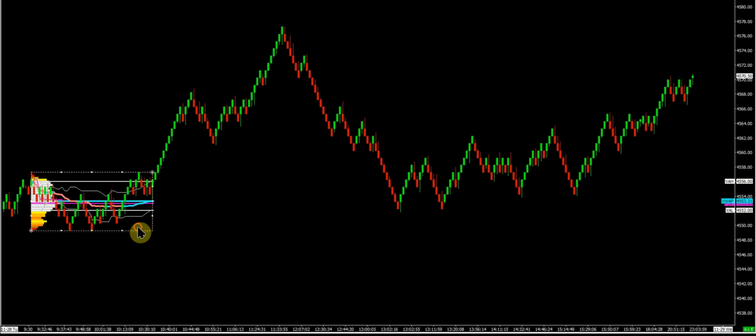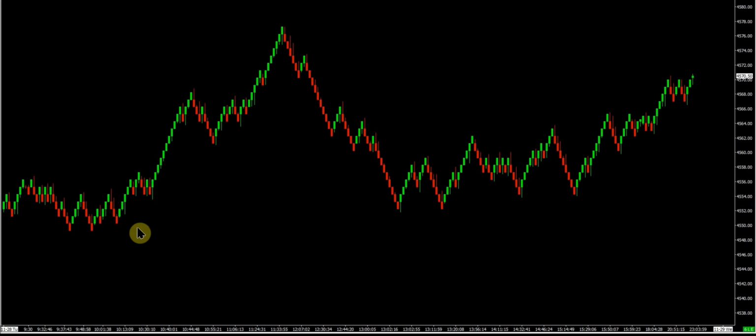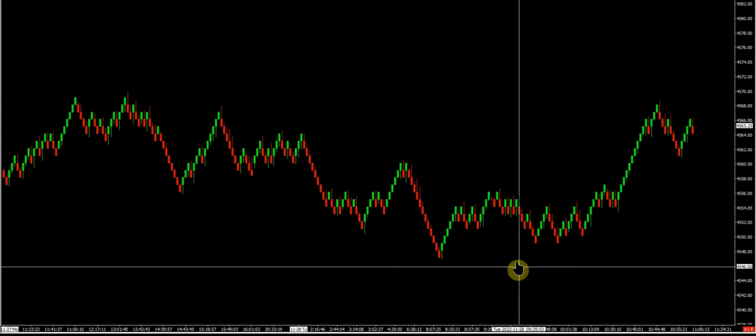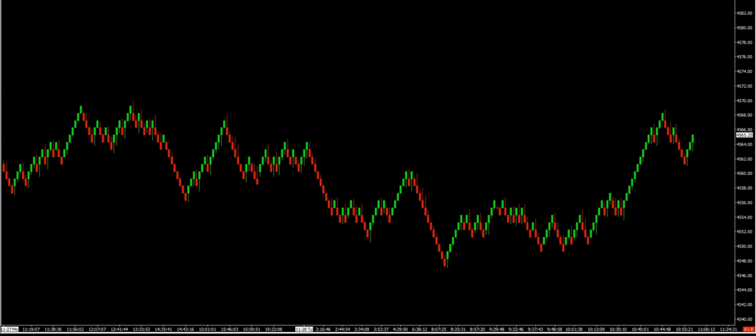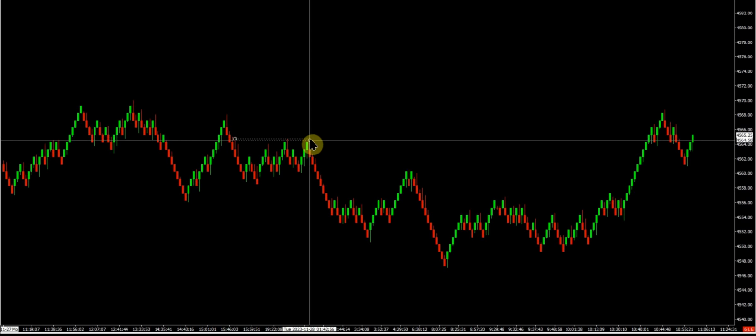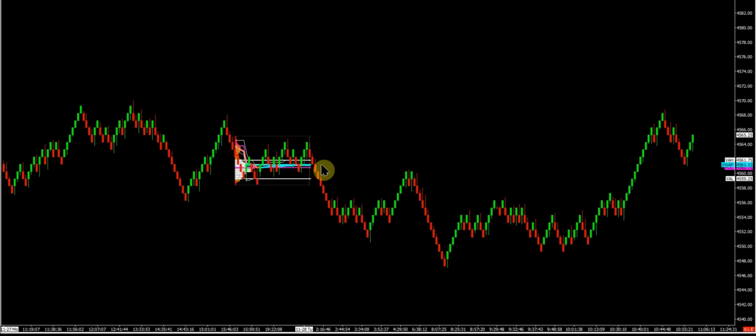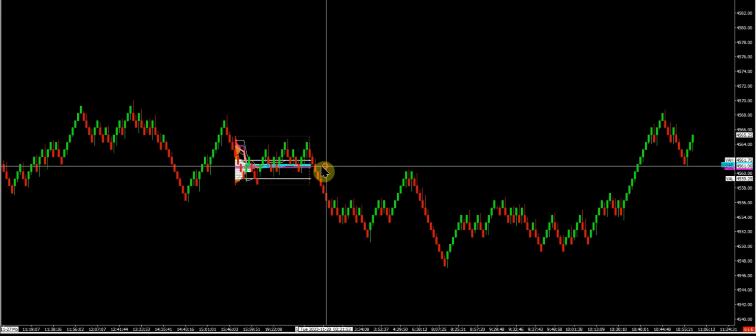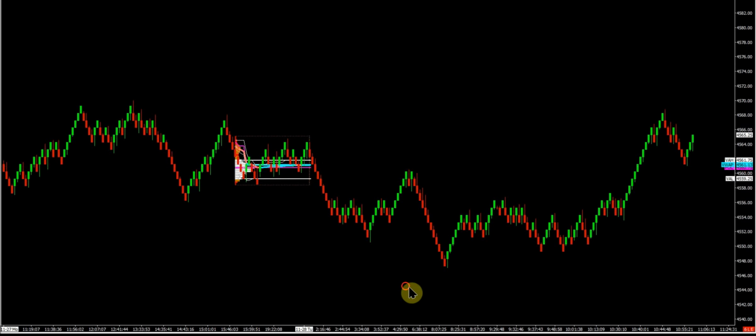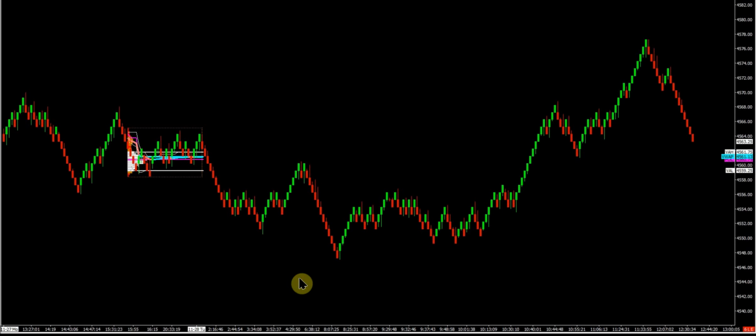So doing these consolidation zones can be quite handy. For example, here's another consolidation zone that you might want to draw a volume profile on from here to here. For example, there's that, and it didn't quite come up to that VWAP and bounced off, and more downside action.